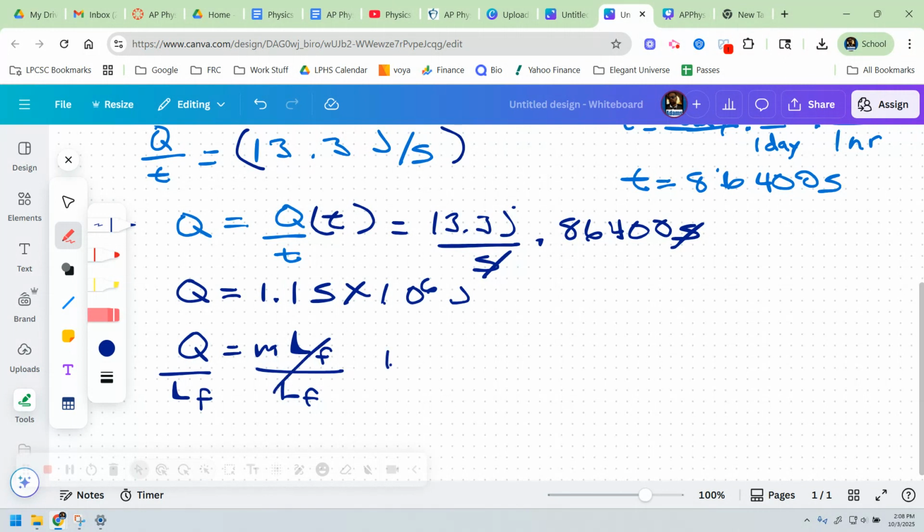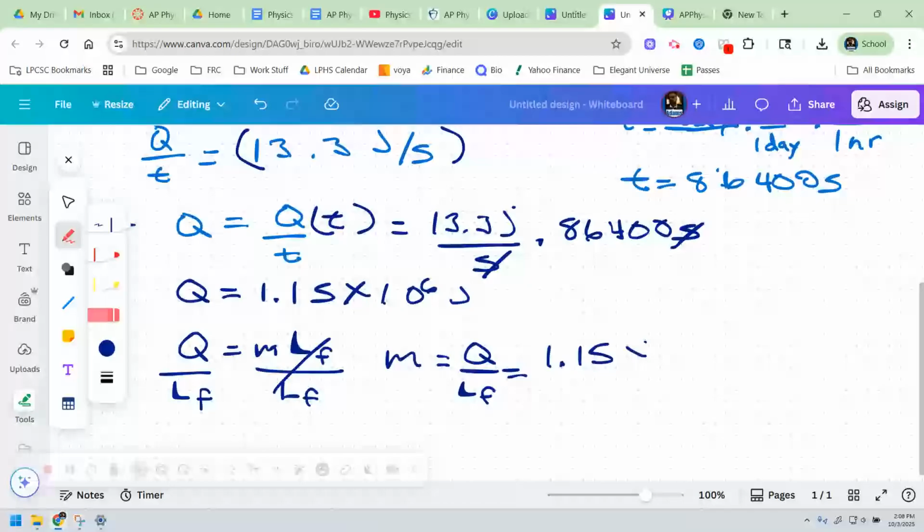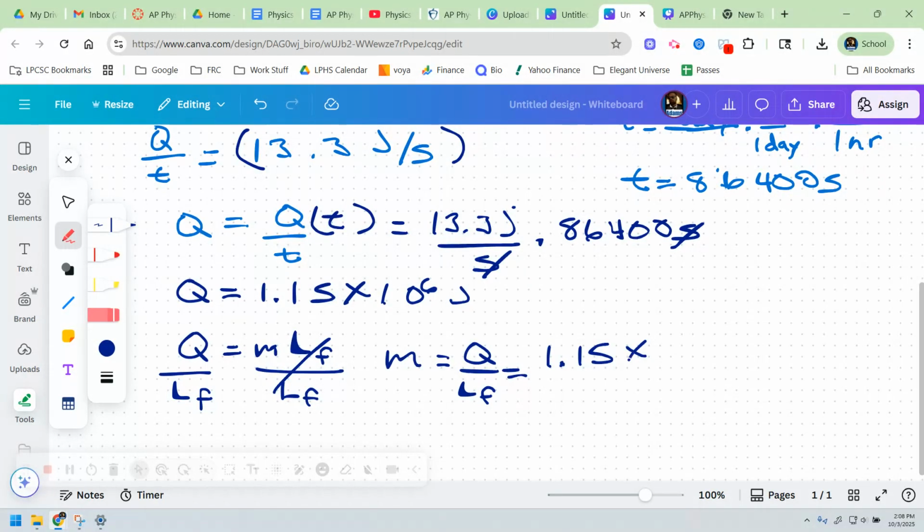These cancel, and I get the mass is equal to Q over the latent heat of freezing for water, or 1.15 times 10 to the 6 all over... And if you don't remember, this is in one of those tables. If you go back a couple sections, 334 times 10 to the 3rd. This is in joules per kilogram.